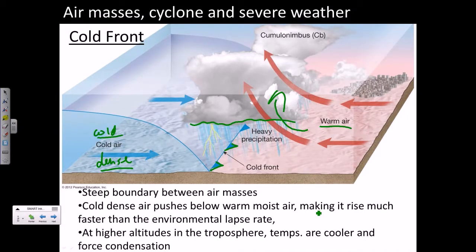It stays warm, right? So its lapse rate is much slower than the environmental lapse rate. So it stays warm as it moves up, creates condensation, and creates thunderstorms, large size hail, and eventually tornadoes. And so the locus of rain is at the boundary here, right?